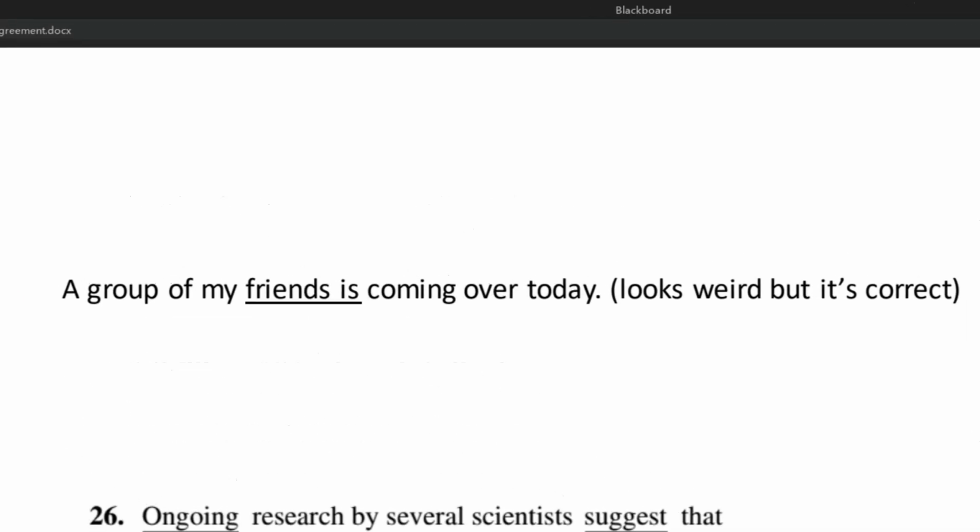Now, here's the next sentence we're looking at. A group of my friends is coming over today. Now, it looks weird, doesn't it? Friends is. My friends is coming over today. In that context, it is wrong. However, look at the preposition of. My friends. This therefore becomes a prepositional phrase. Rule it out as a subject. The subject is now a group. S for subject. Is coming over. That's a match. So the sentence, a group of my friends is coming over today, is weird, but correct.